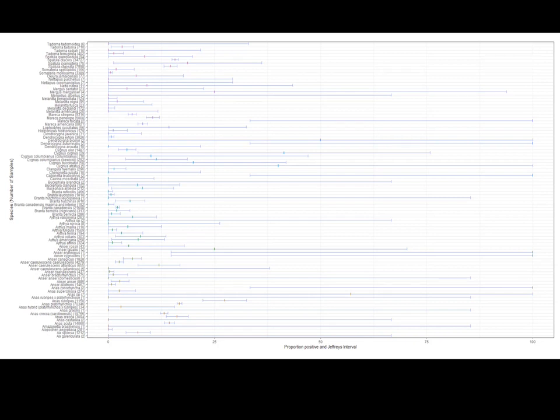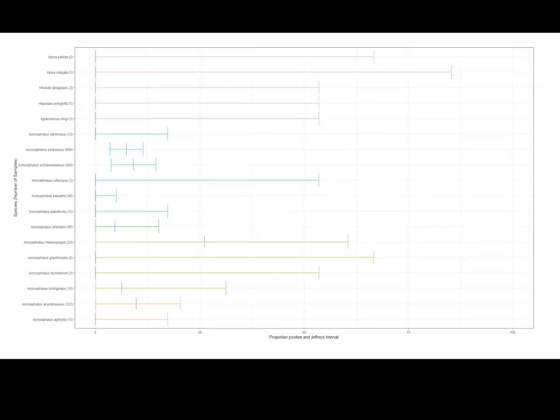Just another example here: I've taken out another family, Acrocephalidae, which is the reed warblers. They are another wetland-centric family for the most part. There are still high levels of uncertainty and much smaller sample sizes, but that spread of data is still evident. There is a lot of uncertainty in what we can say through current sampling.